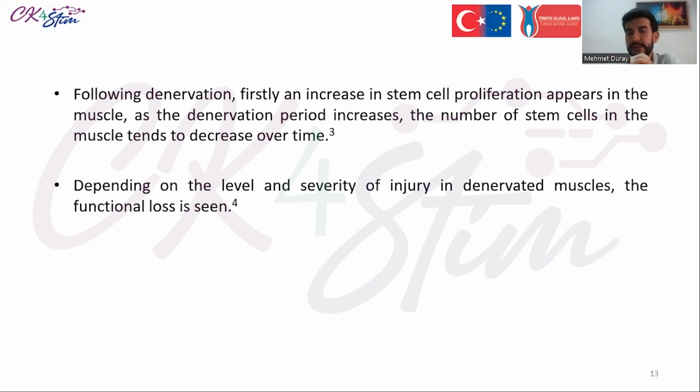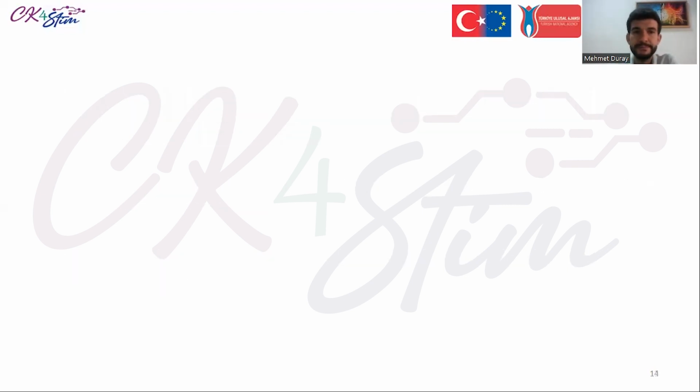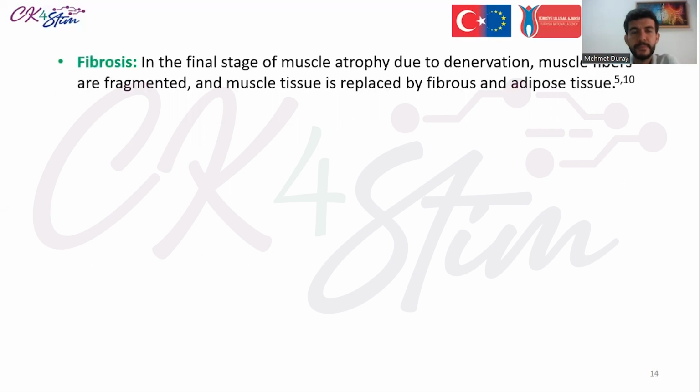Depending on the severity of injury, the functional loss is seen in various degrees, and it shouldn't be forgotten that the atrophy is not related only with the denervation, but also it can be related with aging or disuse atrophy. After atrophy, the fibrosis can be observed in the final stage.